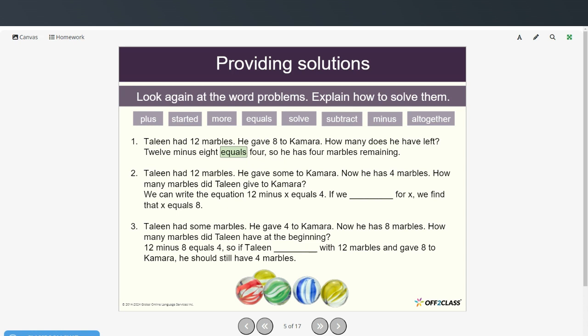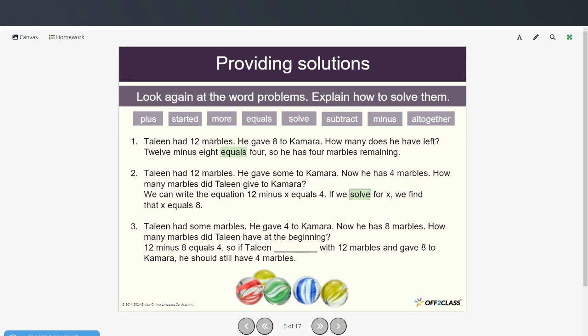Talene had 12 marbles. He gave some to Kamara. Now he has 4 marbles. How many marbles did Talene give to Kamara? We can write the equation as 12 minus x equals 4. If we solve for x, we find that x equals 8.